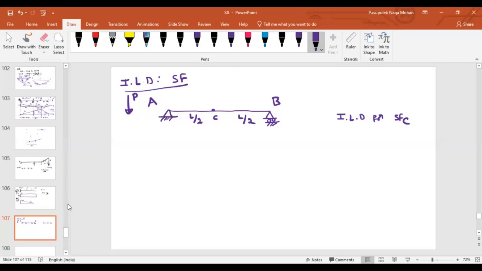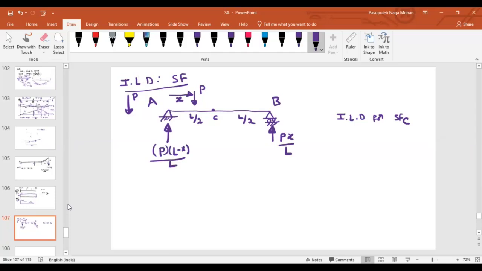Just like in the same case, imagine there is a load somewhere here, at a distance of X. Can you tell me about the reactions? What is the reaction developed here and what is the reaction developed here? We have already seen. What is the reaction here? P into the opposite distance, X by L. What is the reaction here? P into the opposite distance, L minus X by L. Right?